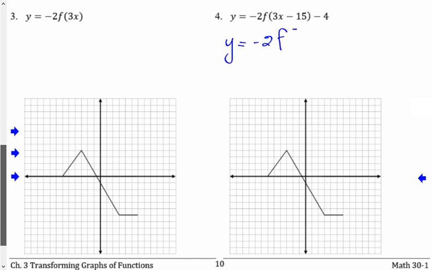y equals -2 f, my b value will be a 3. When it's factored out, I'll have an x minus 5. So this way, I can see that it is translated 5 units to the right. It's not 15 units to the right.